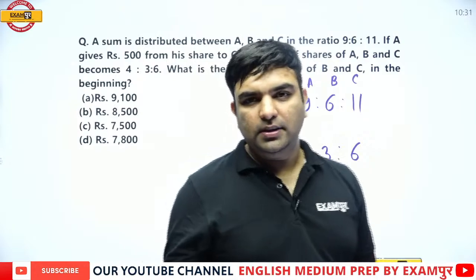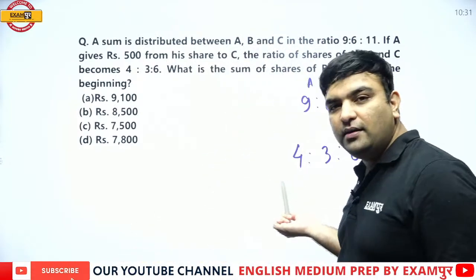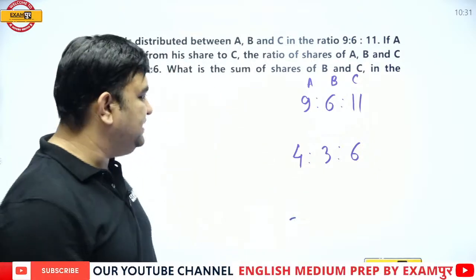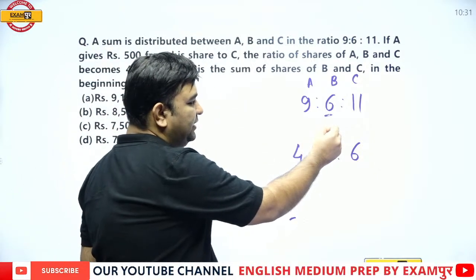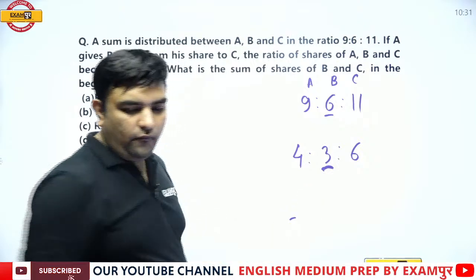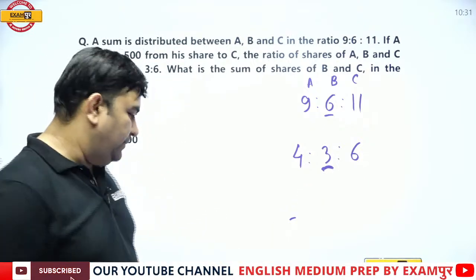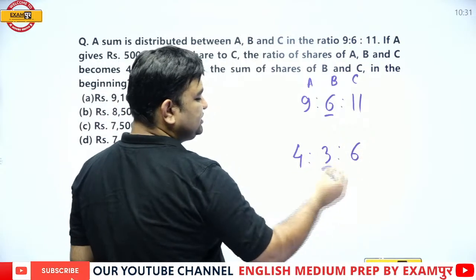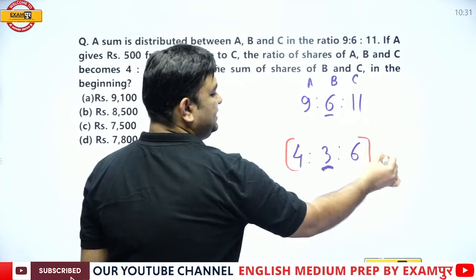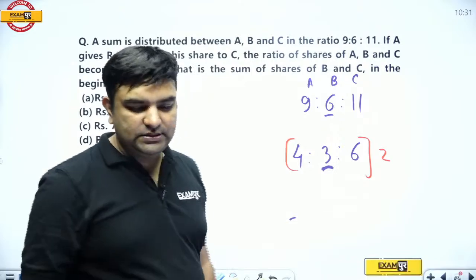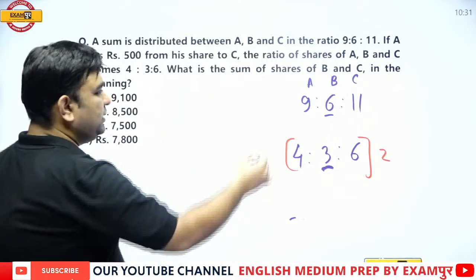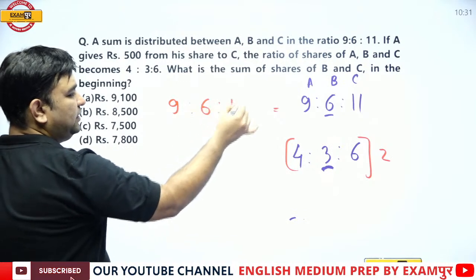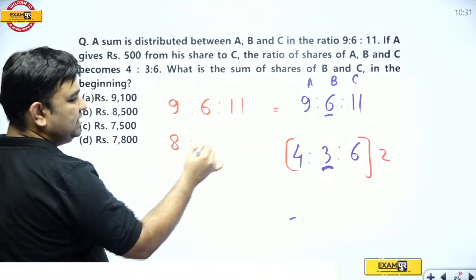Can I say or not? A is giving and C is receiving. Why is the change occurring at B? Make B the same. B should be constant. So B is 6 here, so make it 6 here as well. So the new ratios will come: 9:6:11 and it is 8:6:12.